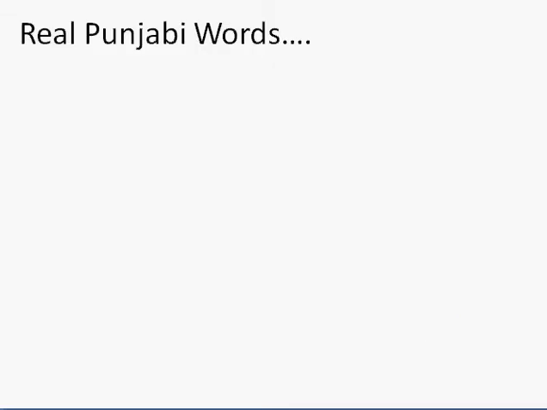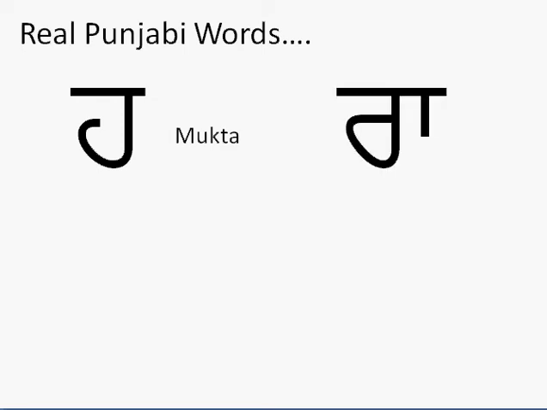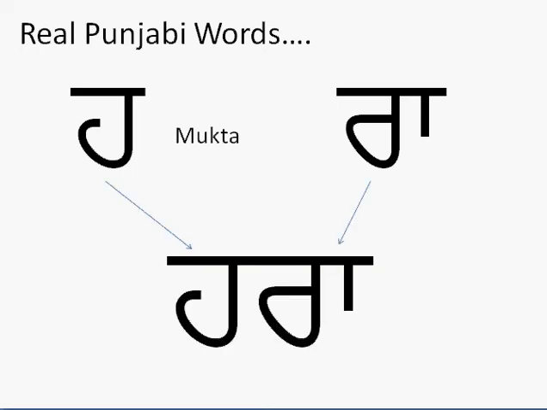So let me just think. Ha. I need just the ha sound. So that's haahaa mukta ha. And then I need ra. That's raaraa kanna ra. So haahaa mukta ha, Raaraa kanna ra. Hara. Okay? And there it is. Hara, which is the green color.